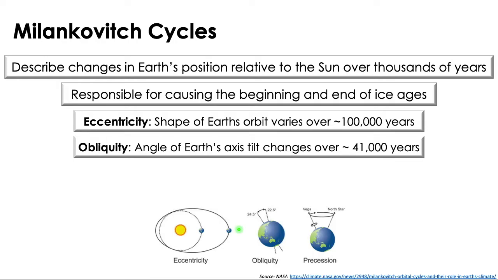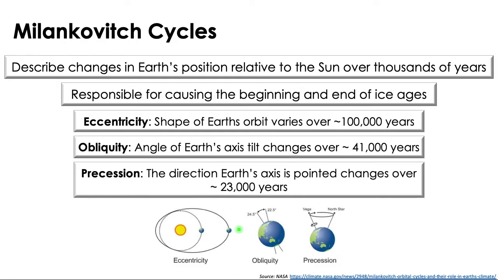And then the last Milankovitch cycle is precession. This is the direction that Earth's axis is pointing towards, and this changes over approximately 23,000 years. Right now, Earth's axis is always pointing towards Polaris, the North Star. But in a few thousand years, that's going to slowly change direction. It's going to point towards a new North Star, which is Vega. So that's going to change our seasons. Our summers will be our winters, and our winters will be our summers, and so on and so forth.